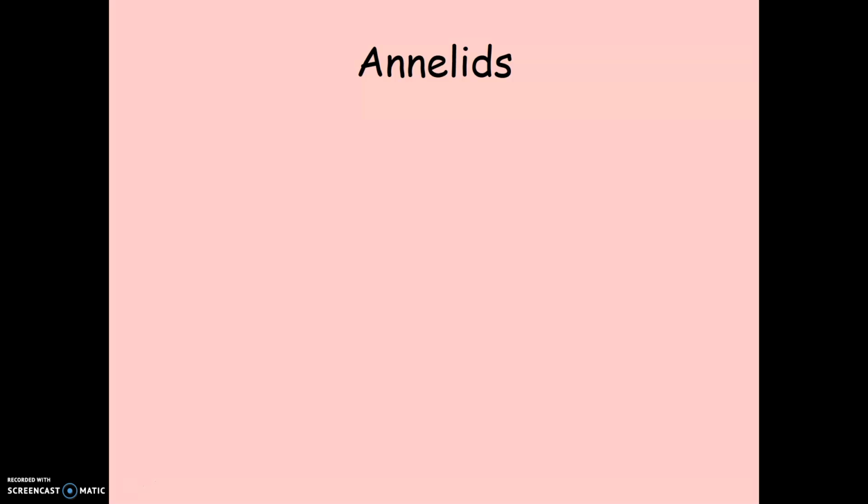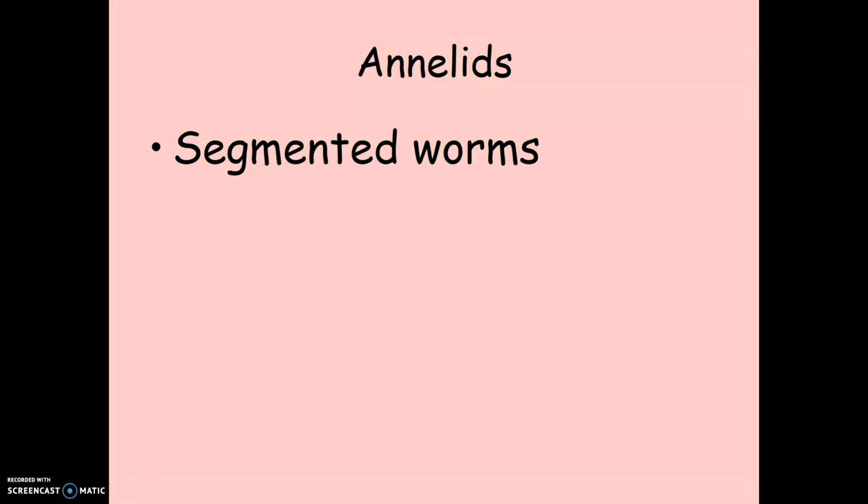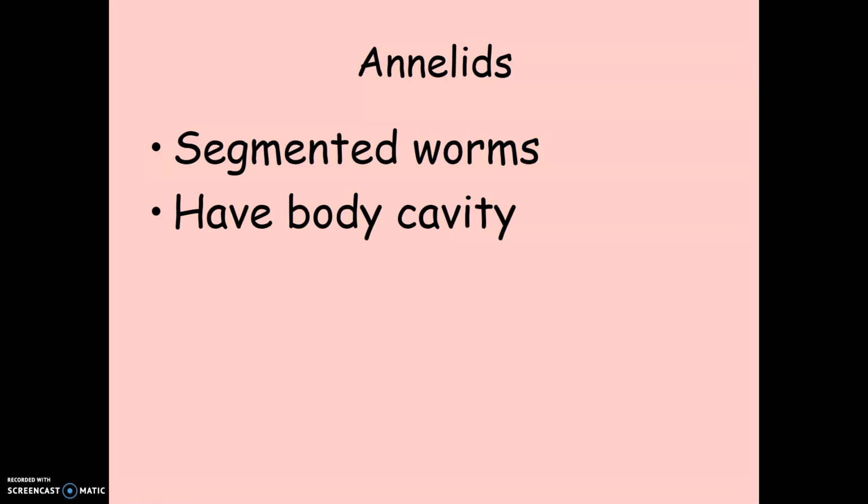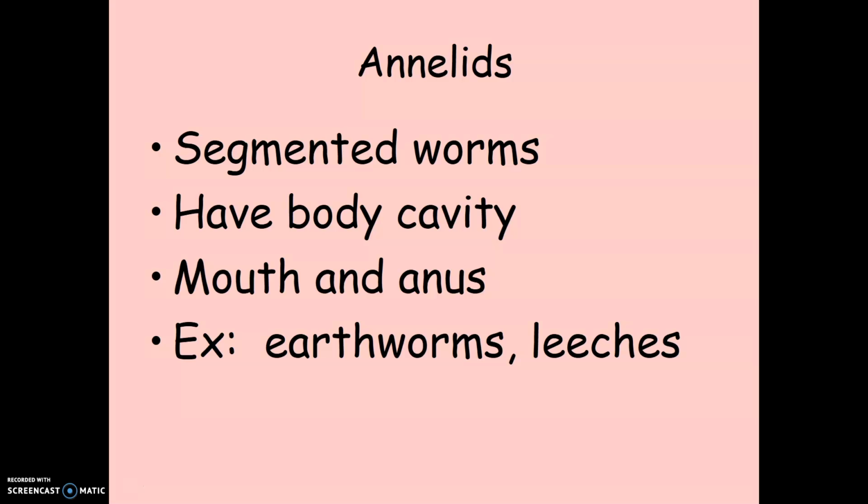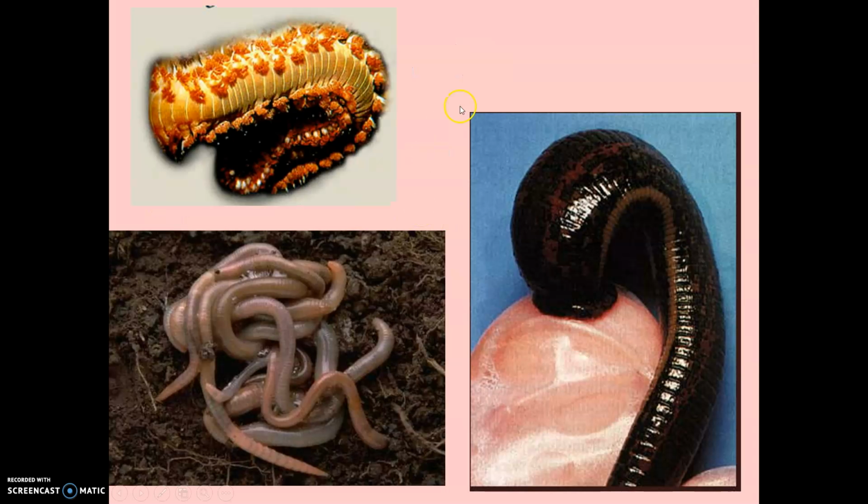This is our last class of worms, annelids. These are segmented worms. You can actually see little segments on them. They do have a body cavity, a mouth and an anus, and these would be your earthworms and your leeches. You can see how there's different segments here. There's actually lines, especially on earthworm. That's kind of the best example. They have actual segmentation.